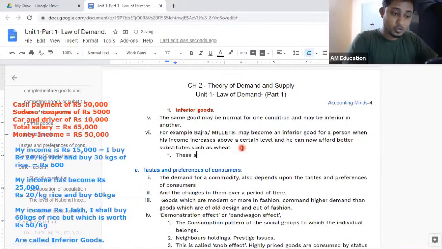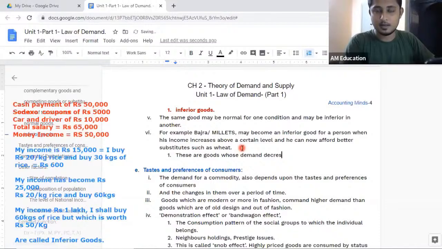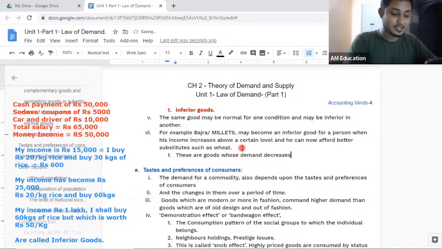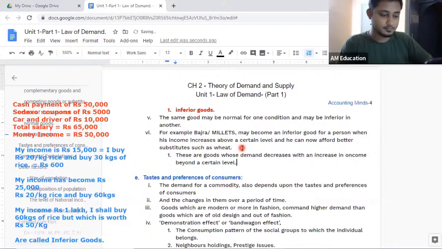These are goods whose demand decreases. D-E-C-R-E, C-R-E. These are goods whose demand decreases with an increase in income beyond a certain level. Right or wrong?